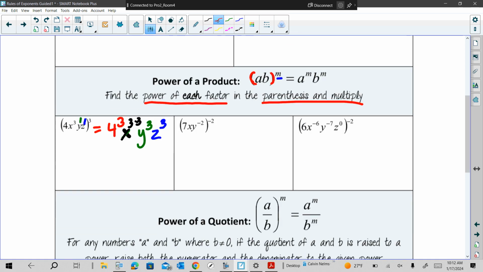So you do need to simplify that. That's going to come out to be a number. 4 to the third power is 64. Then my x goes to the power of 9. Y to the third power, z to the third power. And that is your final answer.